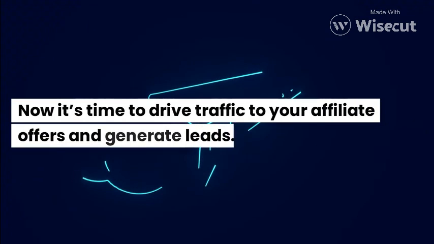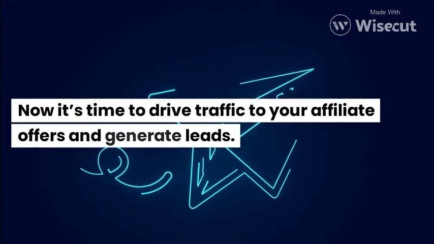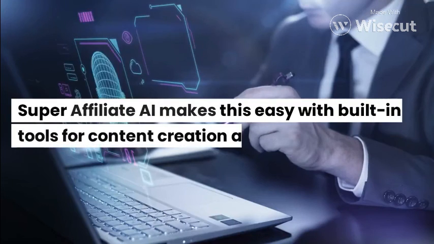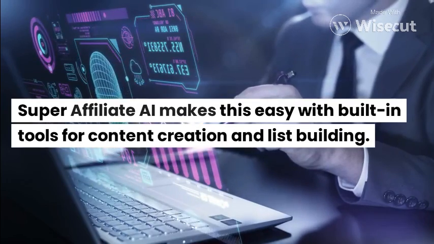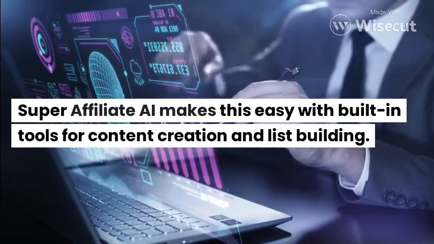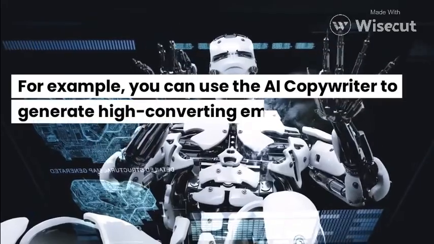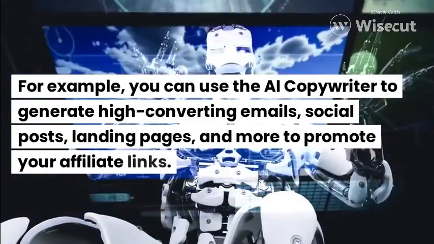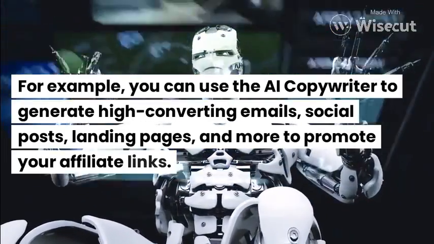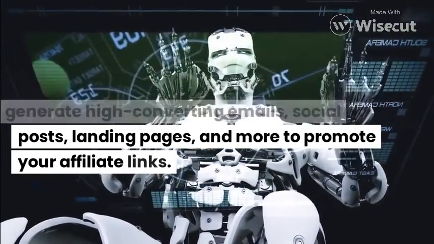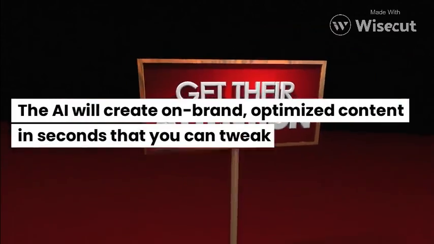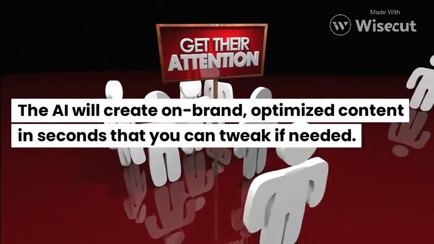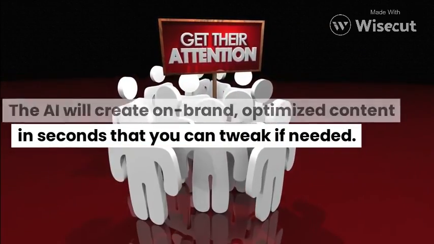Now it's time to drive traffic to your affiliate offers and generate leads. Super Affiliate AI makes this easy with built-in tools for content creation and list building. For example, you can use the AI copywriter to generate high-converting emails, social posts, landing pages, and more to promote your affiliate links. The AI will create on-brand, optimized content in seconds that you can tweak if needed.